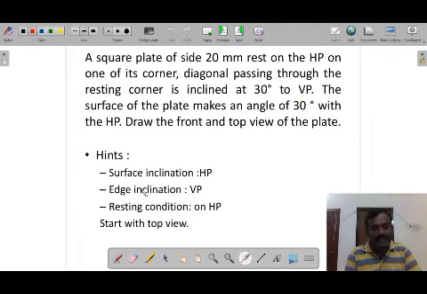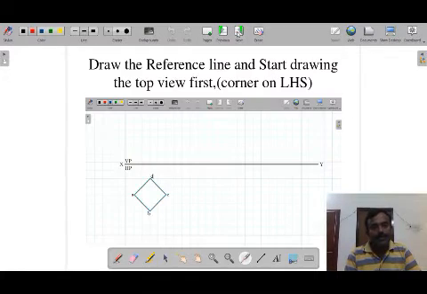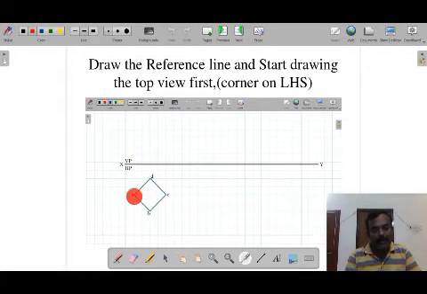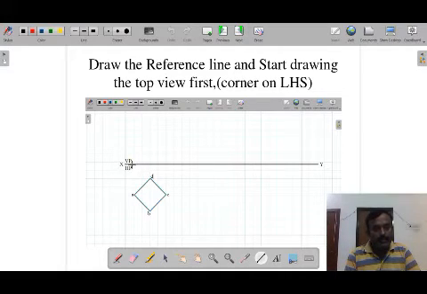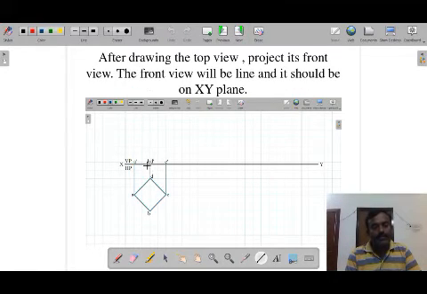So since the surface is inclined to the HP, draw the top view first. So draw the reference line, draw the top view. Since the surface is inclined to the HP, keep the corner on the left hand side, in such a way that if you draw an imaginary line from here, this line should be perpendicular. Now project the front view. The front view should lie on the reference line.